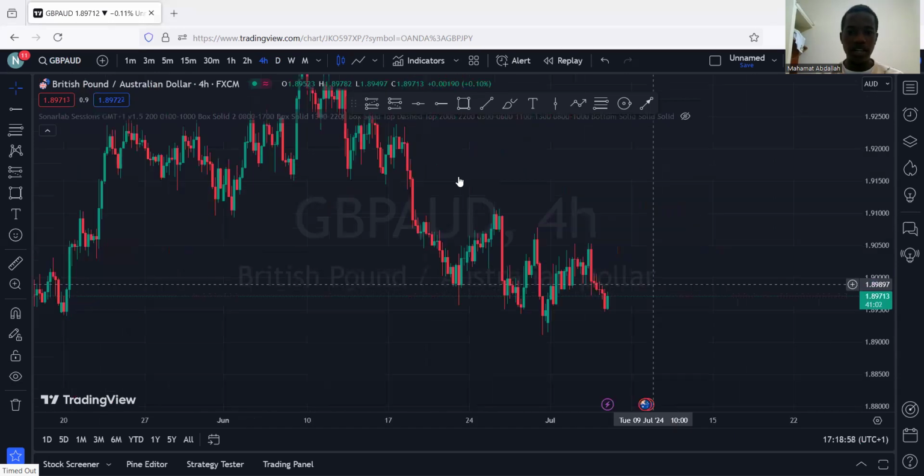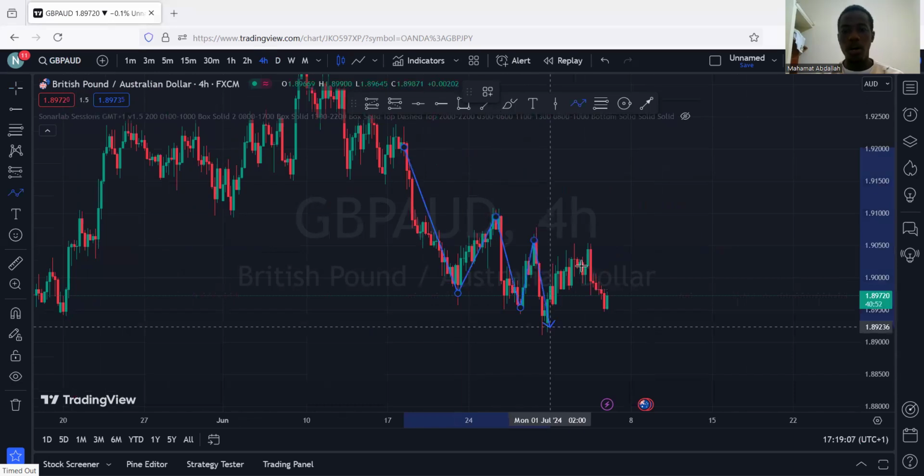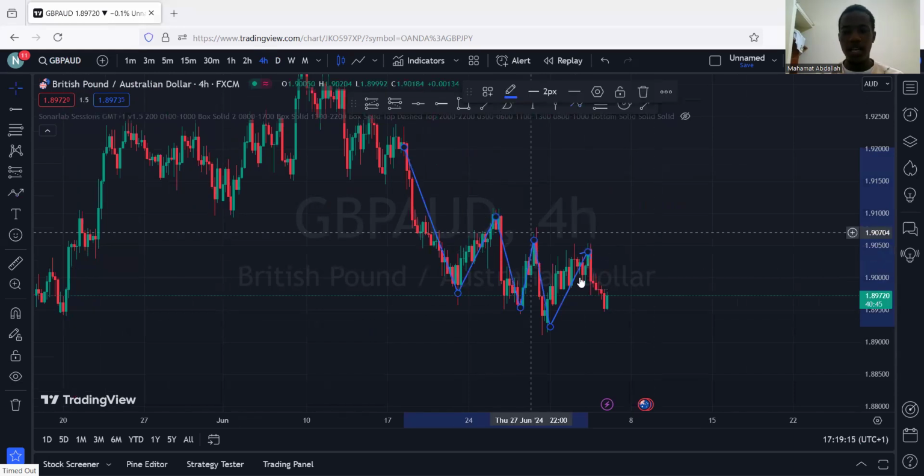You can identify that this is a downtrend simply because you created this low, created this high, lower low, lower high, lower low, and it's about to make another lower high, right? So here we consider this a downtrend.